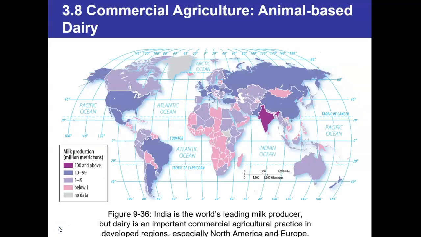Let's look at figure 9-36. This map is located on page 330 of your textbook. As you can see, India has replaced the United States as the world's leading milk producer. Even though India is the world's leading milk producer, dairy is still an important commercial agricultural practice in developed regions like North America and Europe.